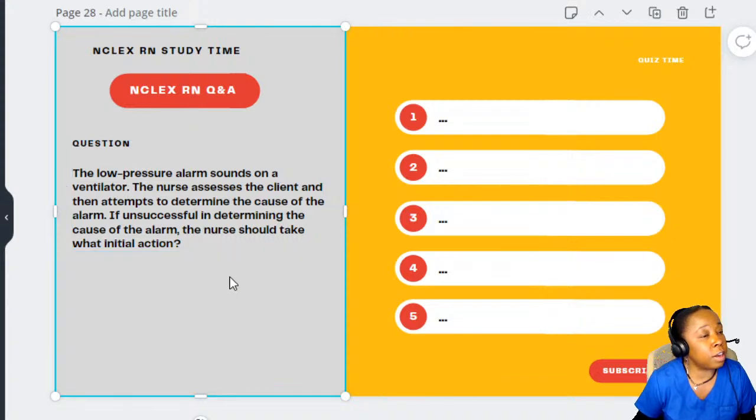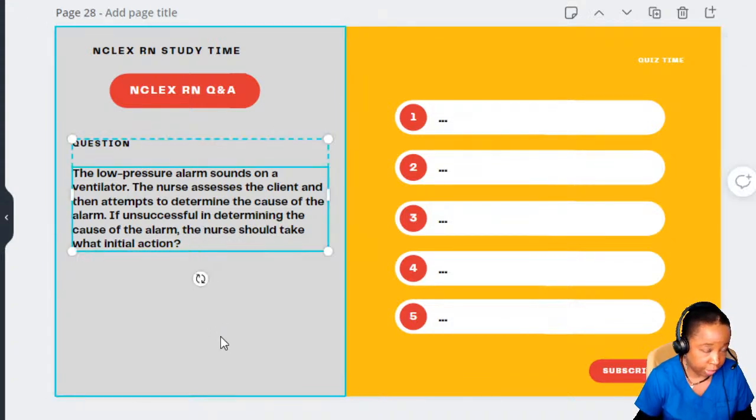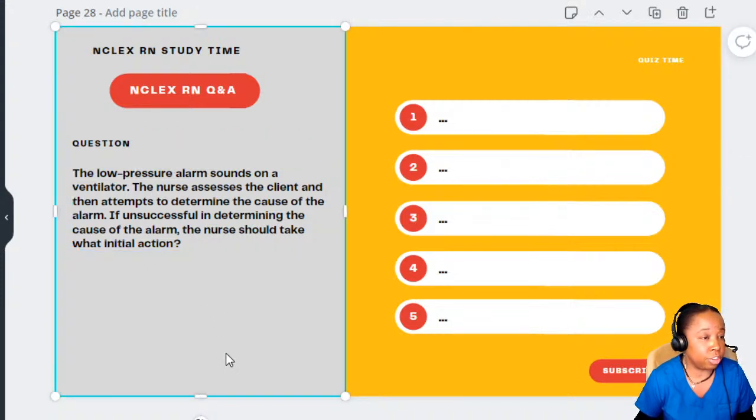So since the alarm is the low pressure alarm that the nurse heard, the nurse might not know exactly what to do. In case you don't know what to do, there's a different answer for that. When the nurse assesses the client, she heard the alarm but doesn't know exactly what to do next. So what she does, she assesses the client to see if there's any problem with the patient.